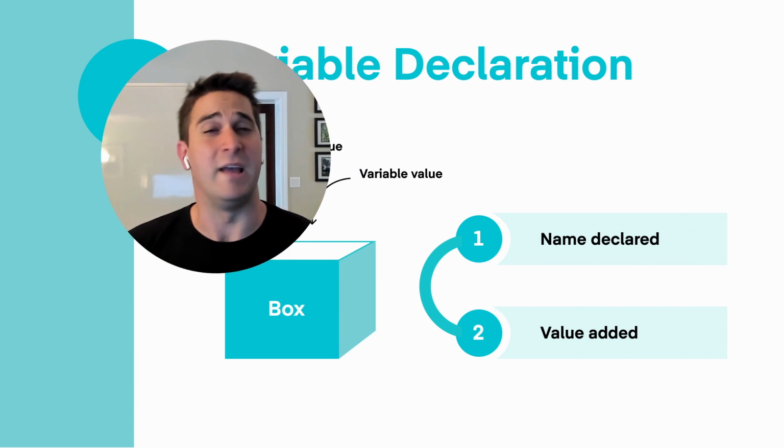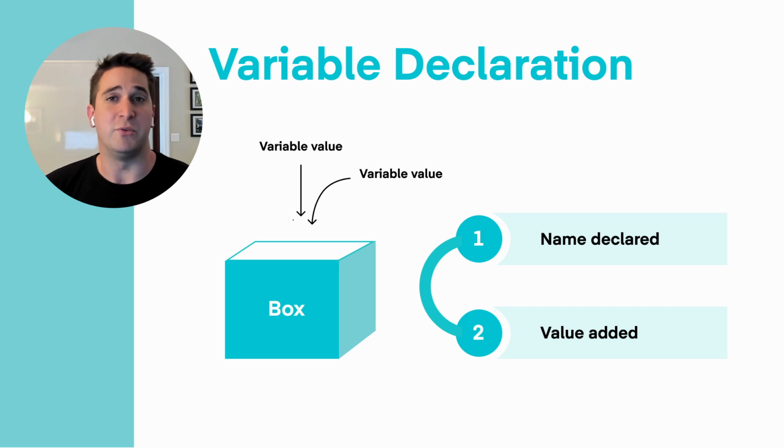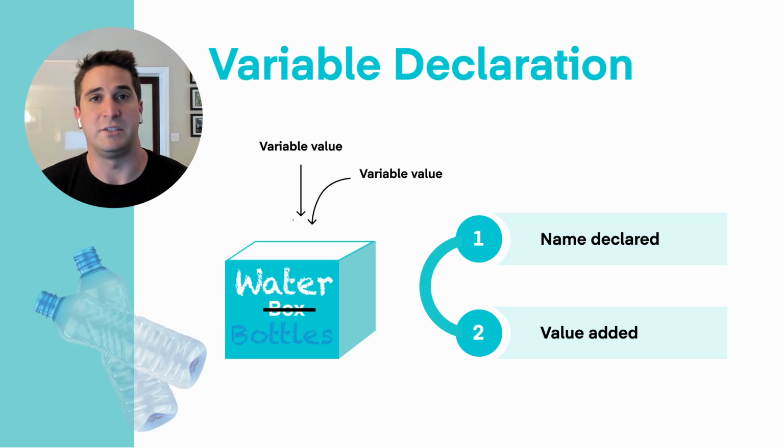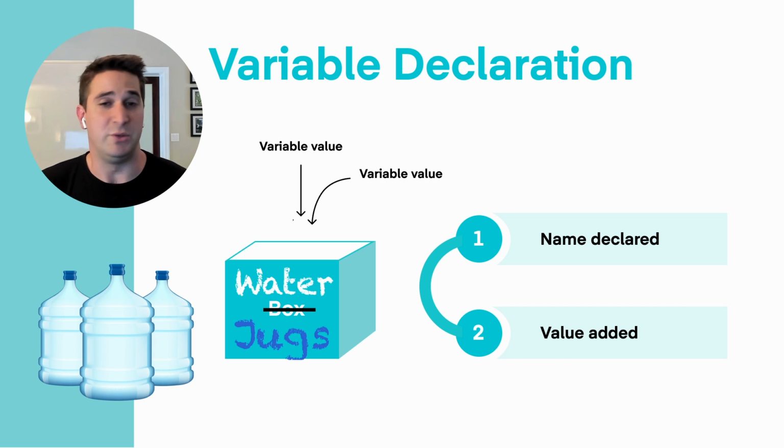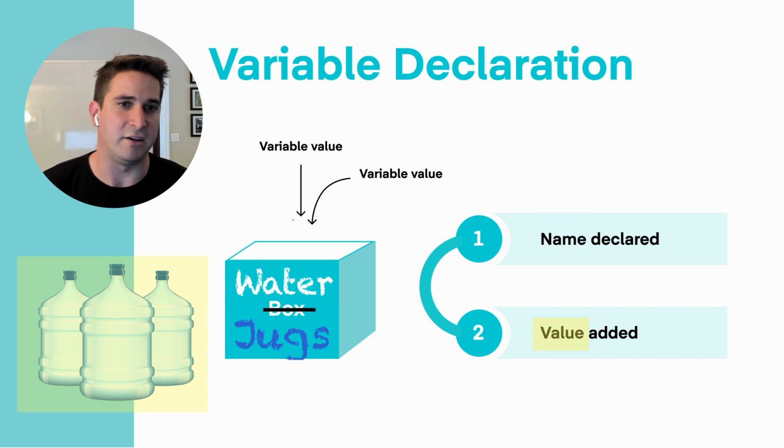Another way to think about a variable is to imagine storing things in an empty box. You can throw any label you want on the box, put whatever you want inside of it, but a box labeled water might contain a bunch of plastic water bottles or maybe a couple of large water jugs. You decide what the most accurate label might be. Jugs of water could be your label or water bottles. The label on the box is your variable's name, and whatever you put inside the box is its value.